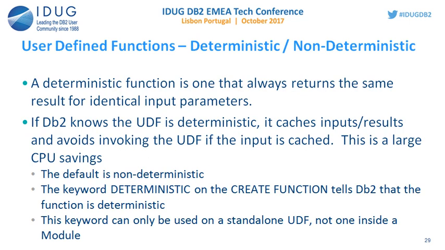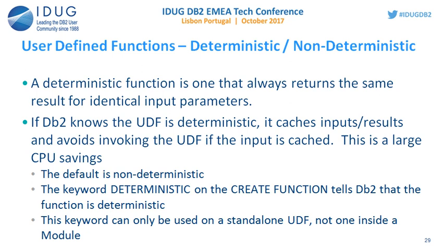If DB2 knows the function is deterministic, it'll cache your inputs and your results. And it doesn't have to invoke the function at all. And especially if that function is complex or costly, you can save a lot of CPU time. And even for a trivial one, you can still save a good amount of CPU time because you avoid the invocation and execution. But the default is non-deterministic.